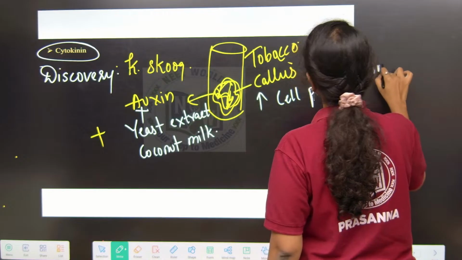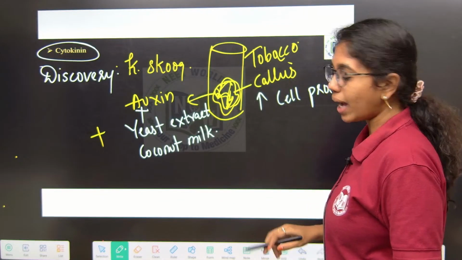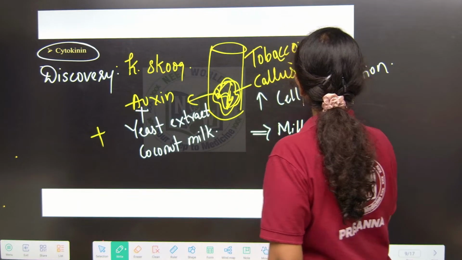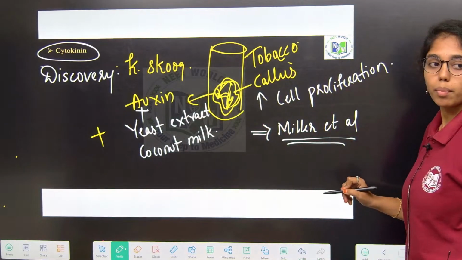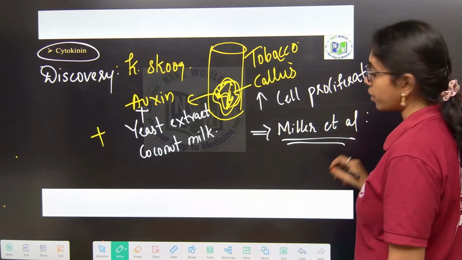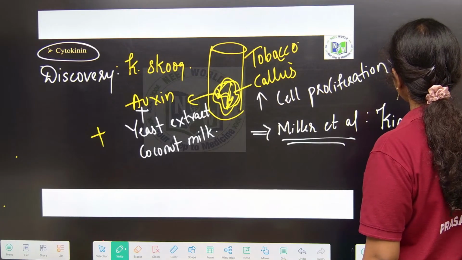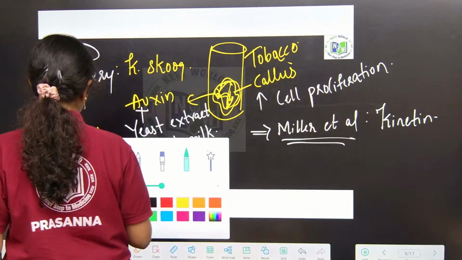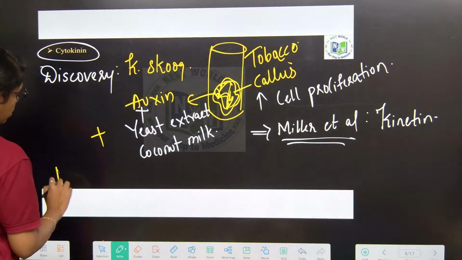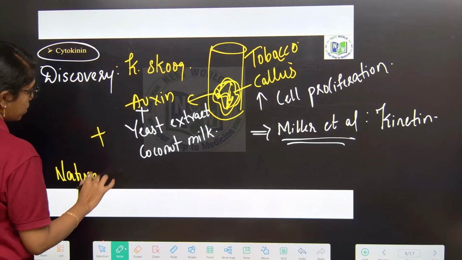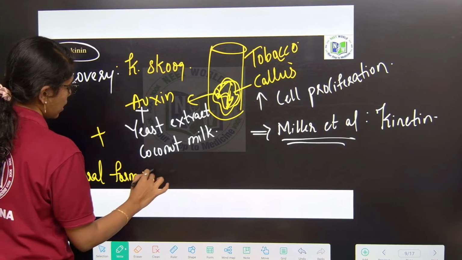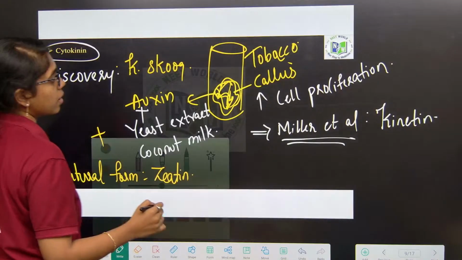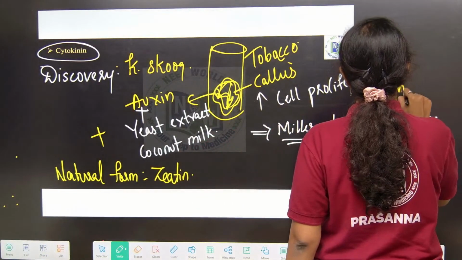Later it is Miller et al. who gave us the synthetic form of cytokinin, that is kinetin. Natural form of cytokinin is zeatin. Take down. Natural form of cytokinin is zeatin and synthetic form is what? Kinetin. How did you find out that it is cytokinin?